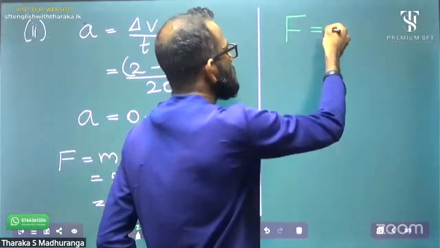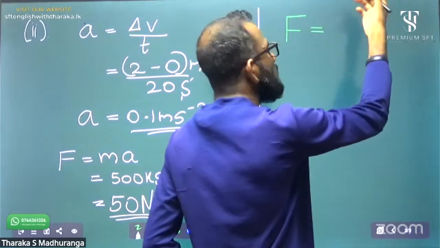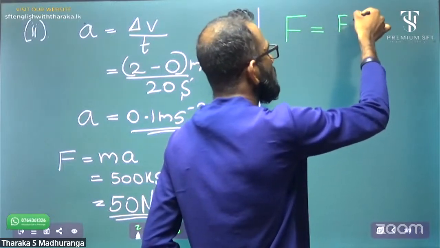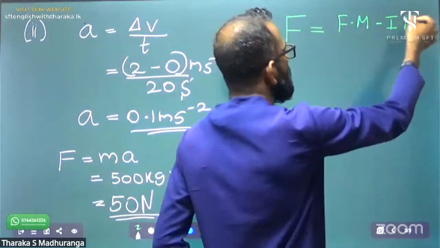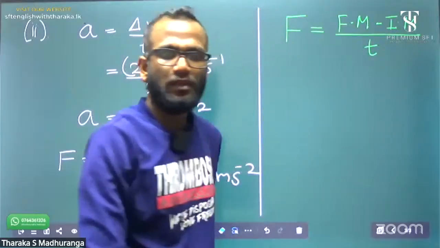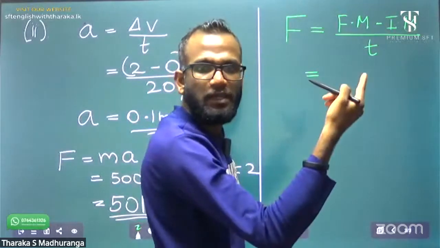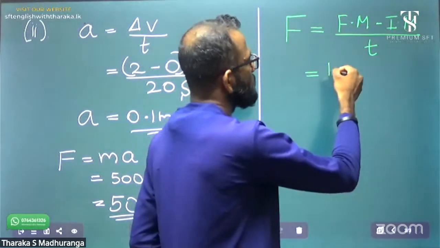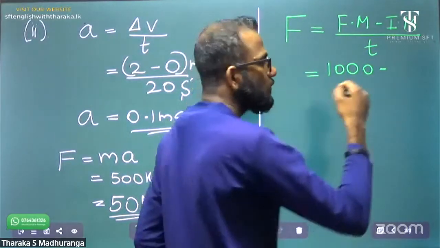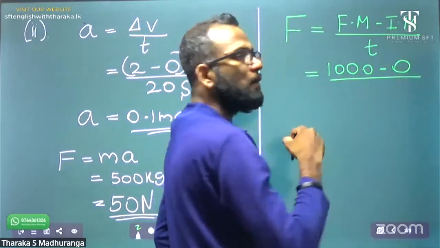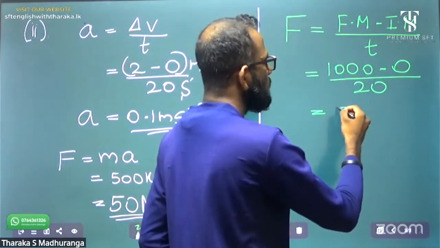Momentum change means final momentum minus initial momentum, divided by time. What is the final momentum that you already got in the previous part? 1000. Initial momentum is 0. Time is 20. 1000 divided by 20.